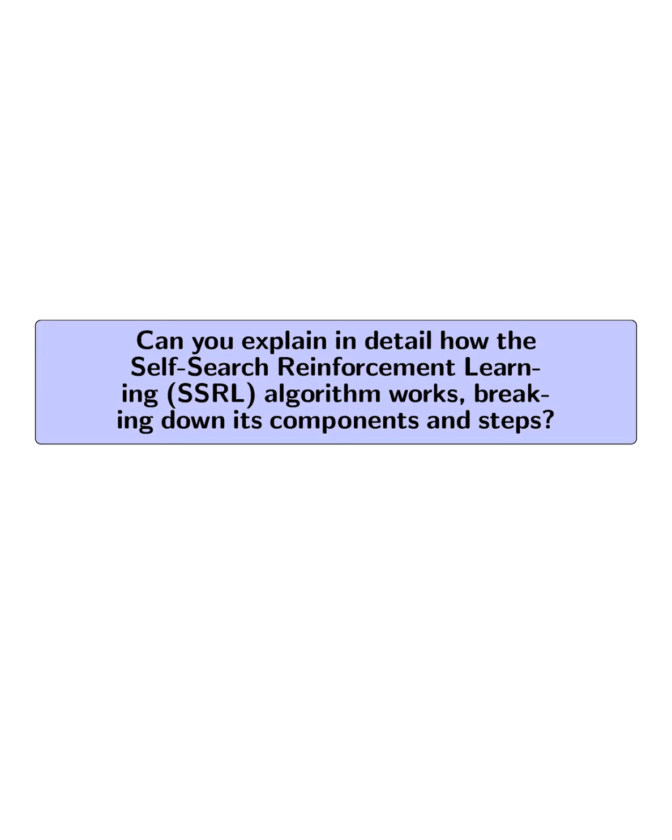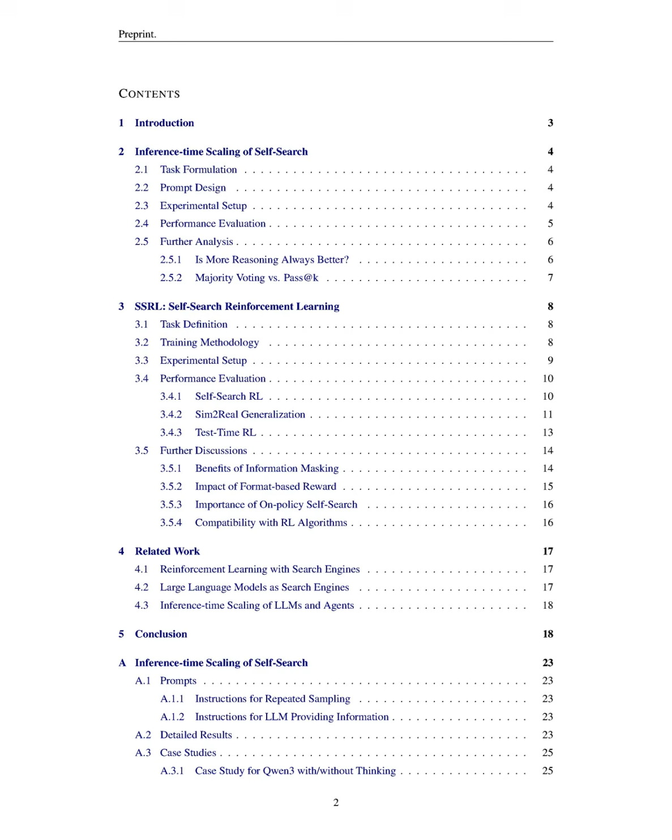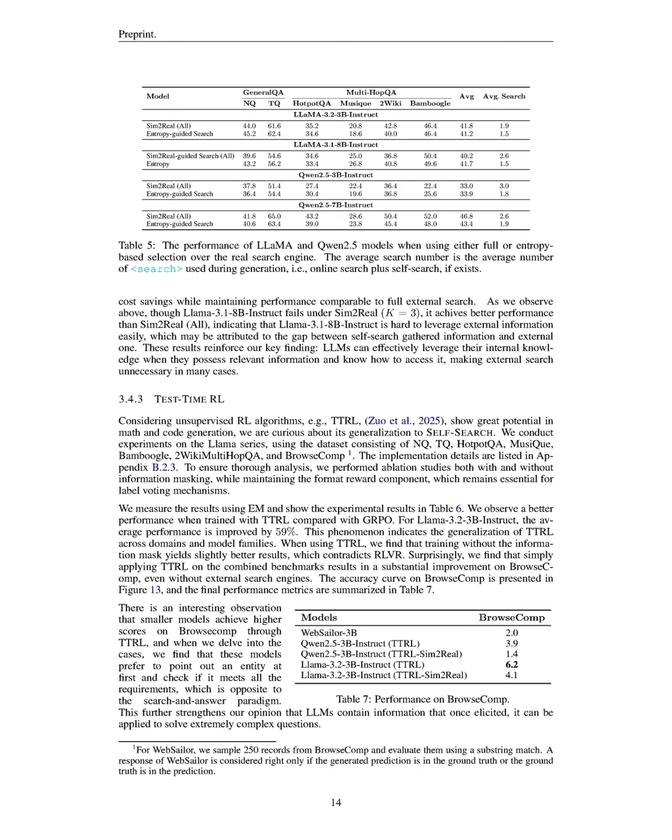Can you explain in detail how the self-search reinforcement learning SSRL algorithm works, breaking down its components and steps? The SSRL algorithm operates by enabling large language models, LLMs, to autonomously extract and utilize their internal knowledge without relying on external search engines. The core components of SSRL include a policy model that functions as both a reasoning engine and an internal search engine, and a composite reward function that combines format and outcome rewards.